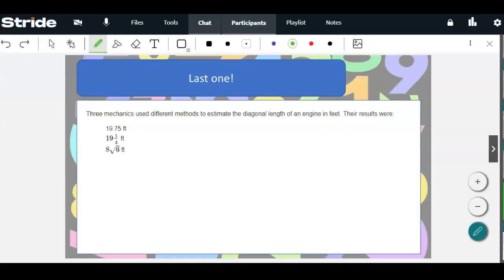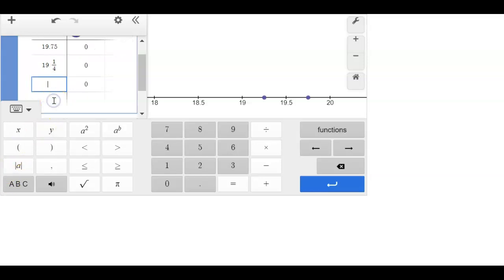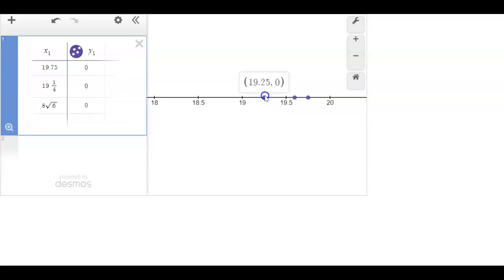What are we doing this time? Oh, it doesn't say. Oh well. 8 and square root of 6. 8 square root 6. All right. Didn't see where that one went. Hold on. This one is, that's the 19 1/4. That is the 8 and square root of 6. All right. So 19 1/4 is the smallest, 8 square root of 6, and then 19.75.